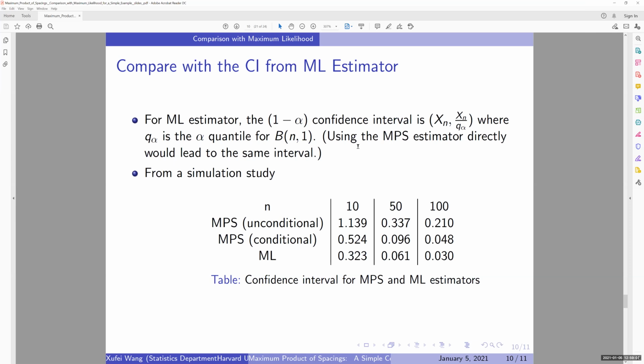But let's put this aside. Thinking about now, how did we construct the MPS confidence interval, not using the point estimator, but using the product spacing criterion? Using that criterion, it's very general.